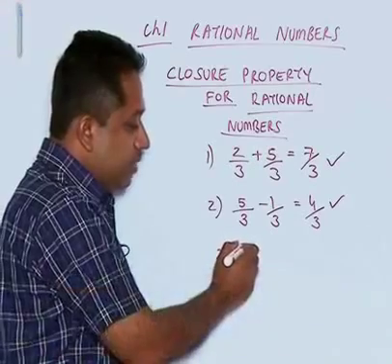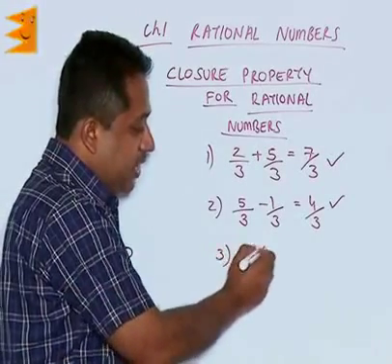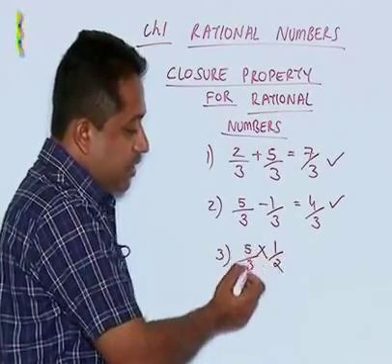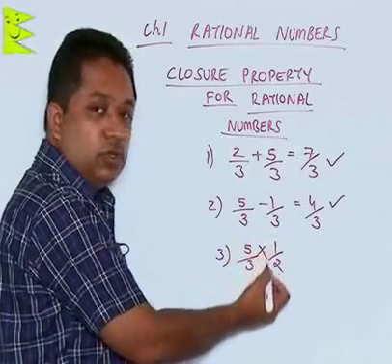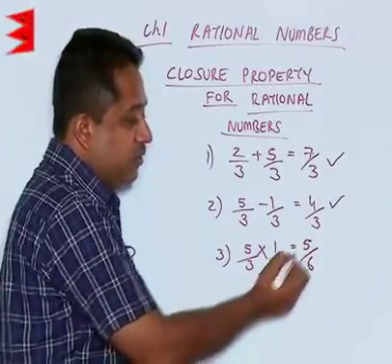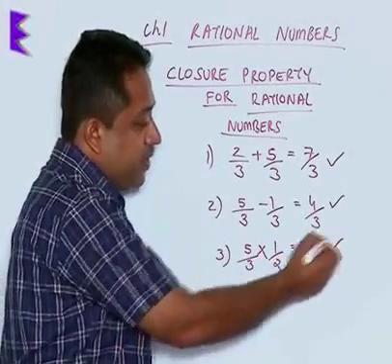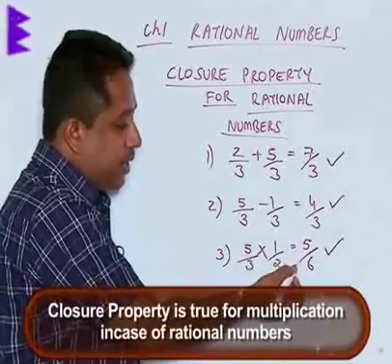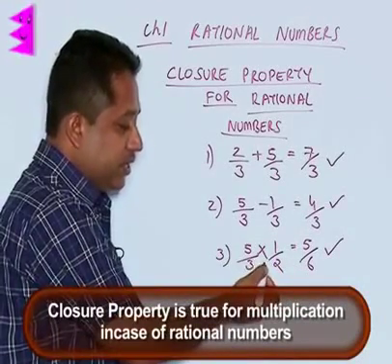Third case, let's see multiplication. Let's multiply 5 by 3 and 1 by 2. 5 by 3 is a rational number, 1 by 2 is also a rational number. When we multiply this, we get 5 upon 6, which is again a rational number, and therefore I can say that the closure property holds good in case of multiplication.